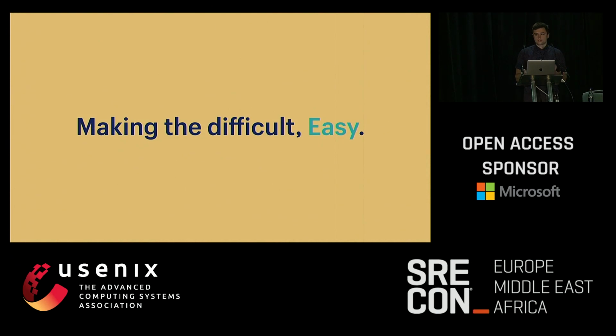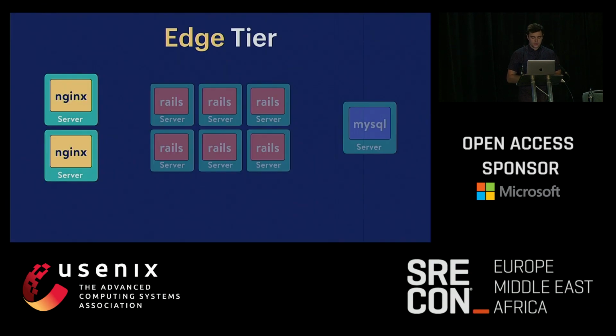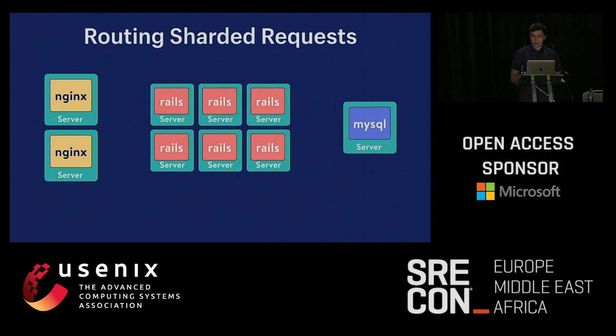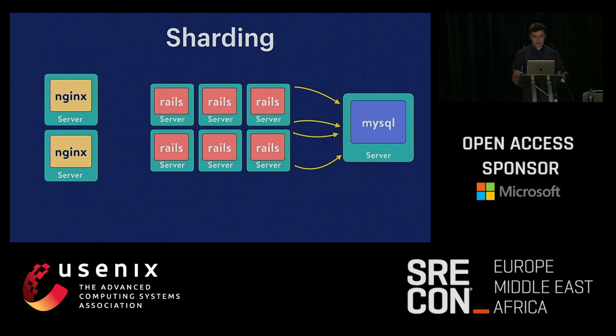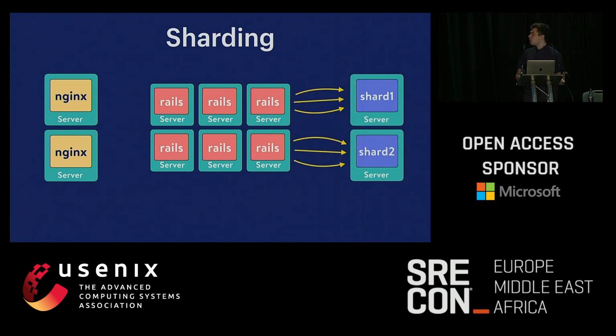So why do we want to use scriptable load balancers? Really, it makes difficult problems that SRE teams and infrastructure teams might face much easier to solve. So if we think of our edge tier, that's a really powerful location to approach a problem like sharding. When Shopify was growing, as we had more and more traffic, we eventually outgrew a single MySQL shard, and we had to split it up into multiple shards.